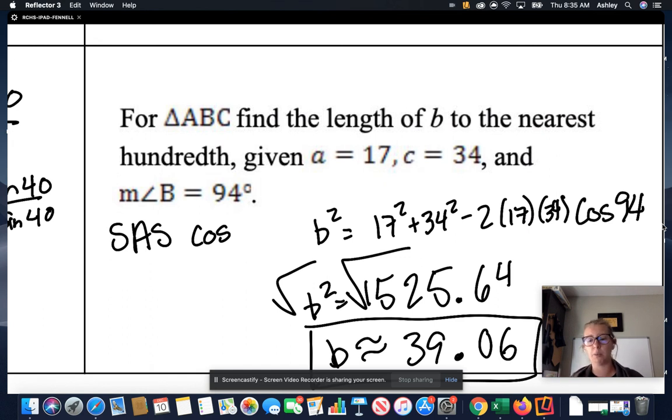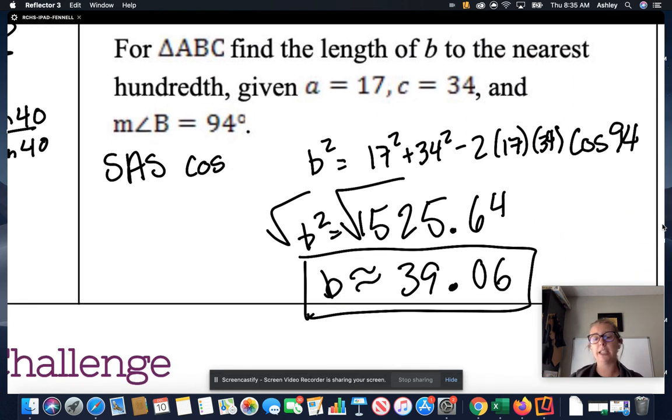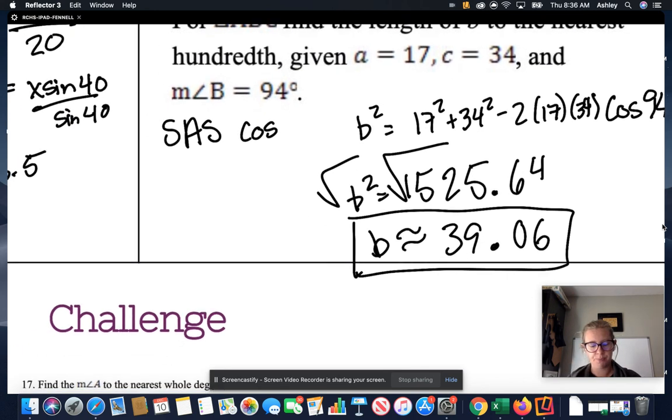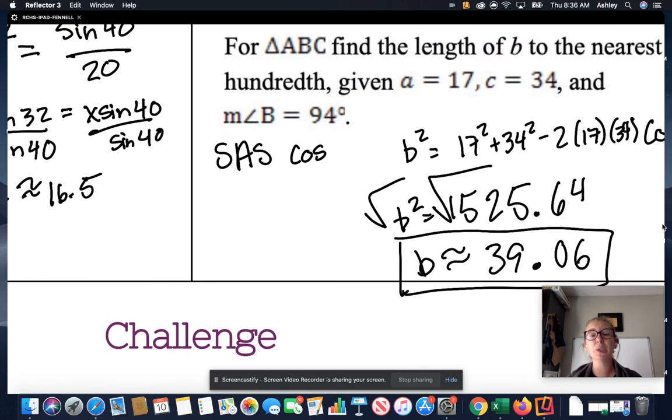On the right-hand side, we get 1,525.64 approximately is equal to b squared. We take the square root of both sides and we get that the side b here is about 39.06. Okay, it's opposite our obtuse angle, so it should be the largest side, and it is larger than both 17 and 34. Looking good. Okay, on this challenge, I really do want you to try it. It's not that bad. I think you can do it.